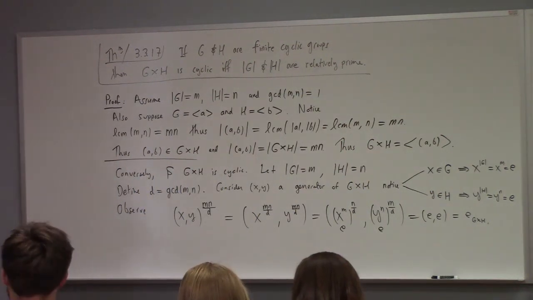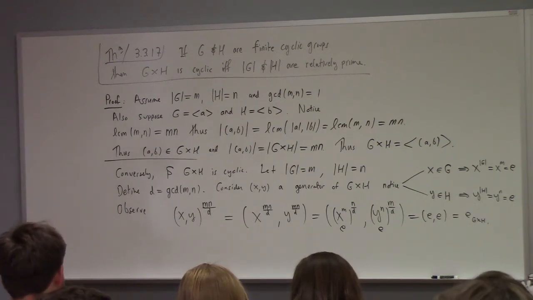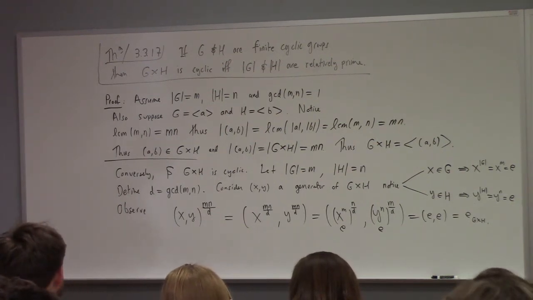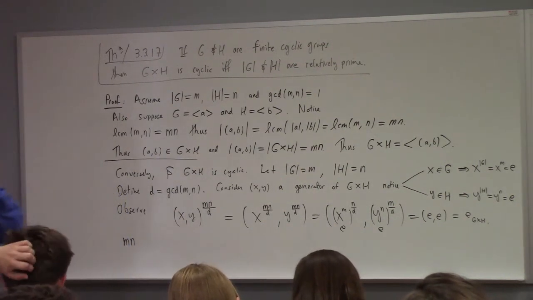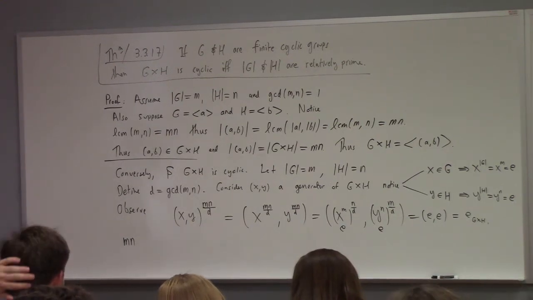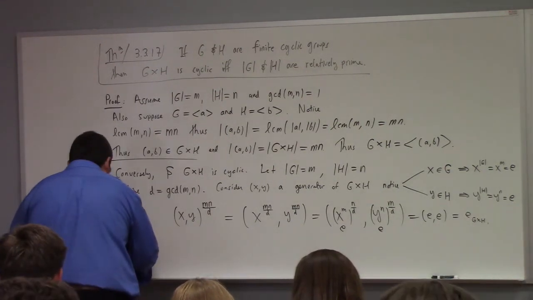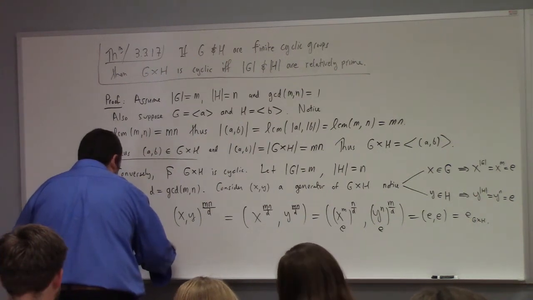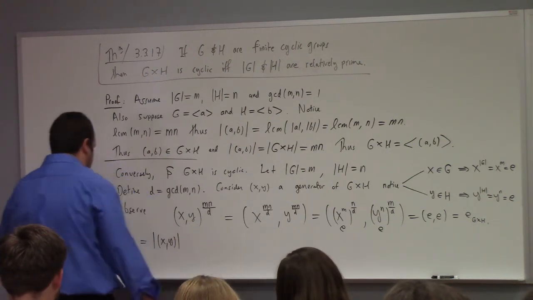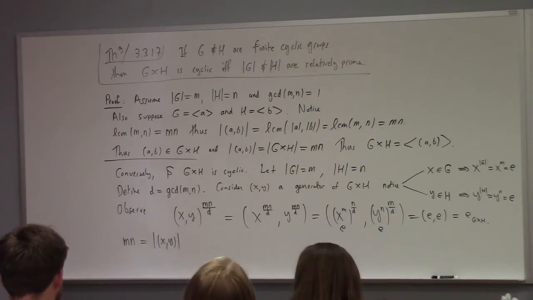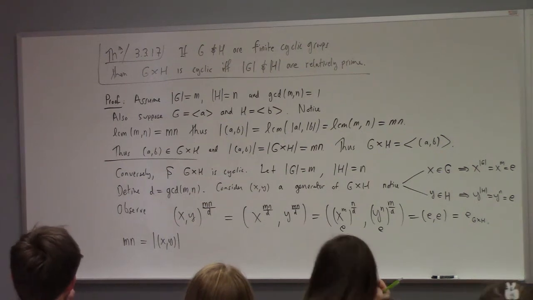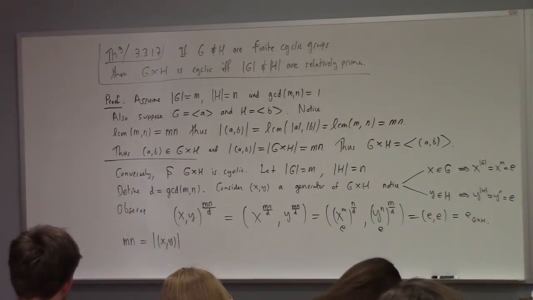So that shows you what? That shows us that mn is equal, well, mn is by assumption the order of x comma y. Why do we have this equality? Because remember, x comma y is a generator for the cyclic group G cross H. How big is the group G cross H? The order of G times the order of H, which is mn. So this equality is given to us because xy is a generator.